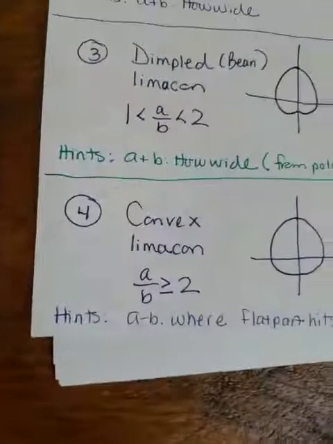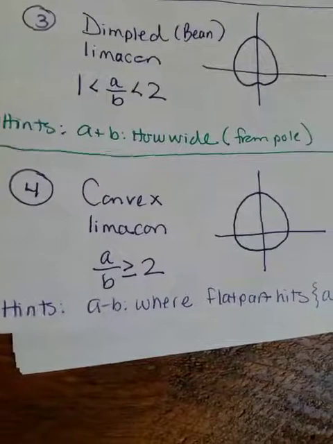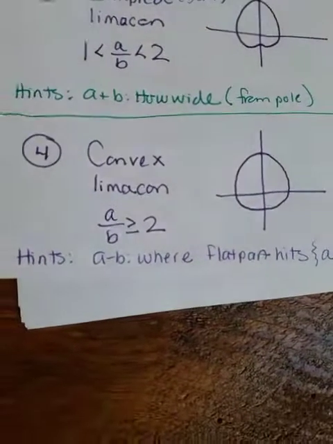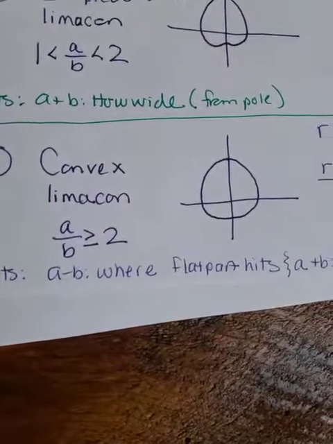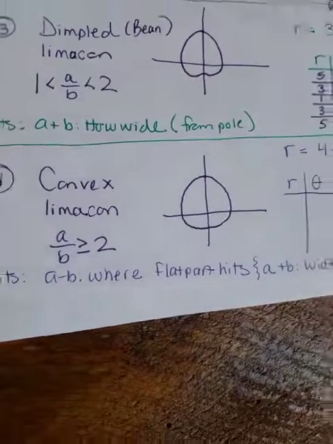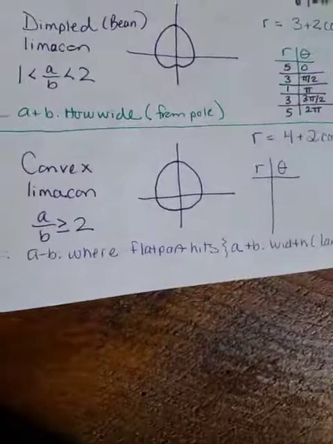And then the last type of limacon that we're looking at here is your convex limacon. Isn't this so exciting? This happens when a divided by b is greater than or equal to 2.